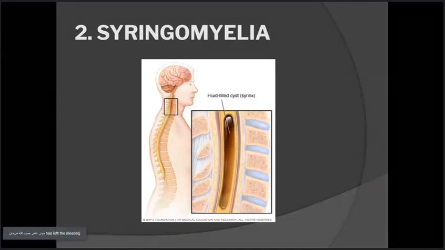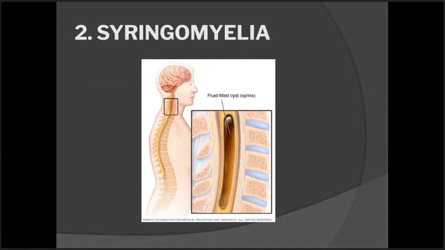It will give lower motor neuron lesion in the cervical area and upper motor neuron lesion in, not in the cervical area, in the upper limb. Lower motor neuron lesion in the upper limb and upper motor neuron lesion in the lower limb, with a special sensory loss distribution around the shoulder, the nape and the shoulder.